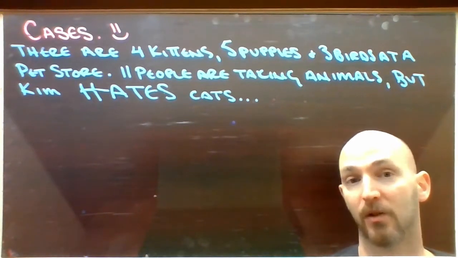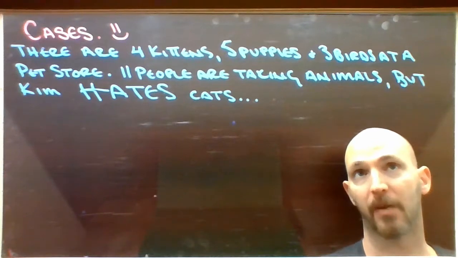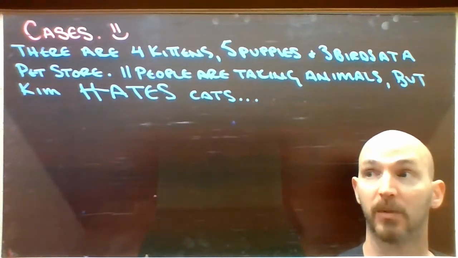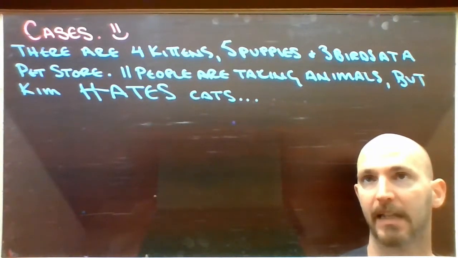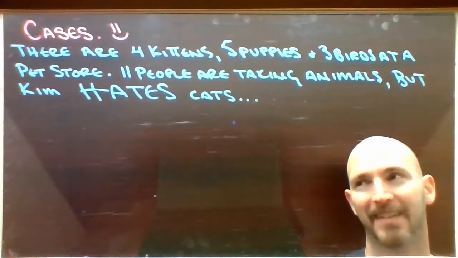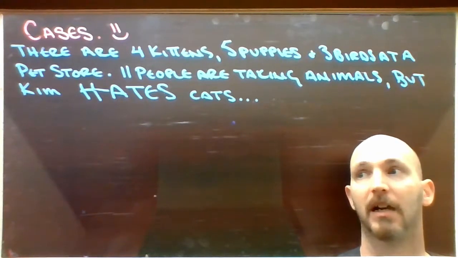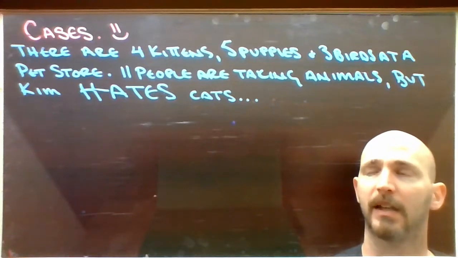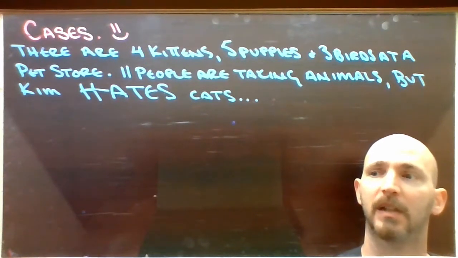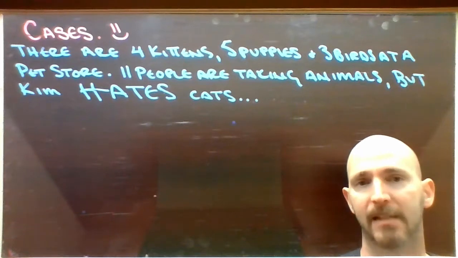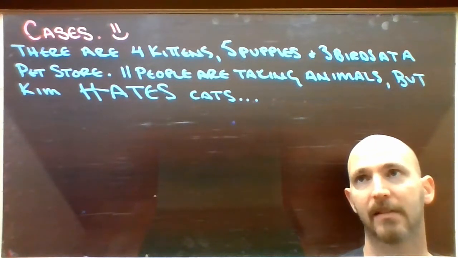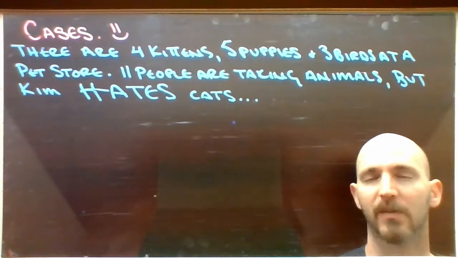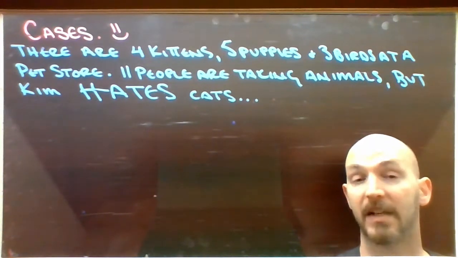So at this theoretical pet store where there are 4 kittens, 5 puppies, and 3 birds, that's 4 and 5 is 9, and 3 is 12 animals available. And 11 people are taking animals. We'll get to that in a minute. But Kim hates cats. So in this particular example, the fact that Kim hates cats means that she either takes a puppy or she takes a bird. And so that's 2 different scenarios that this can play out.